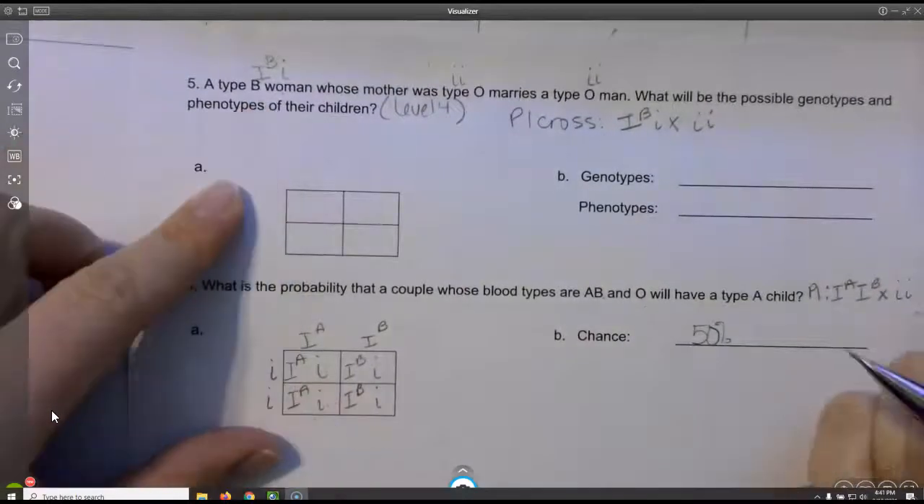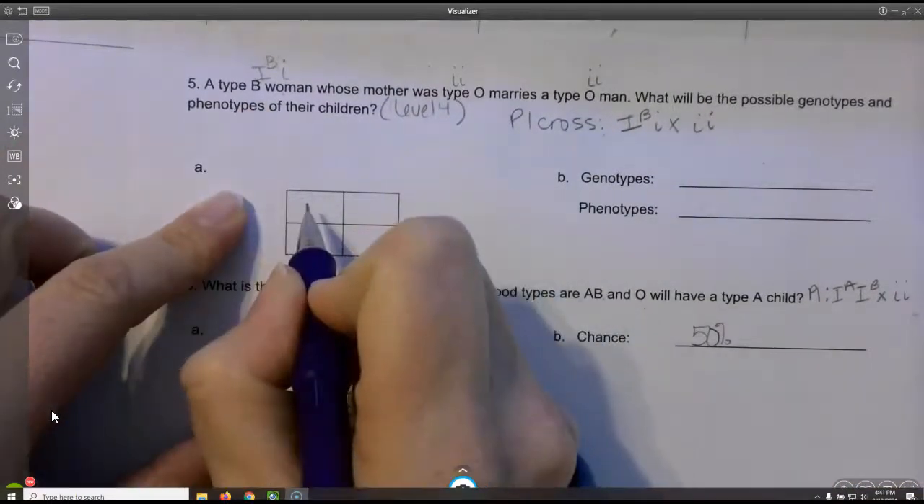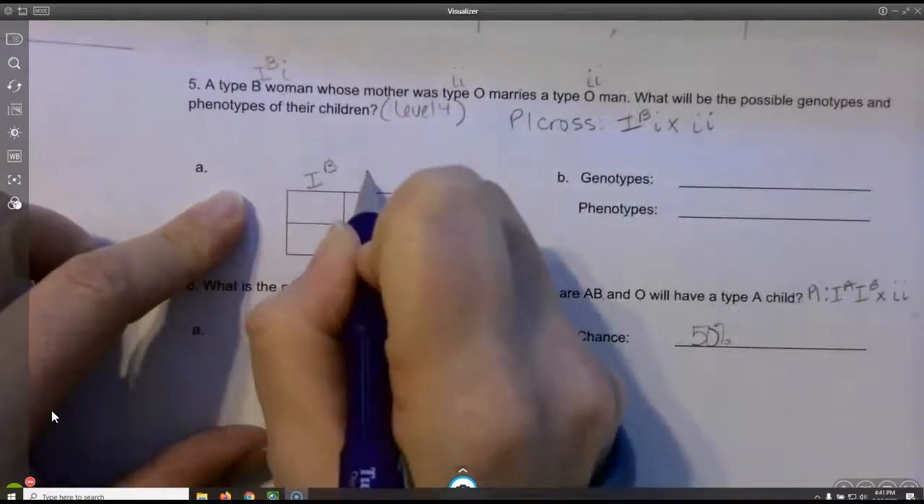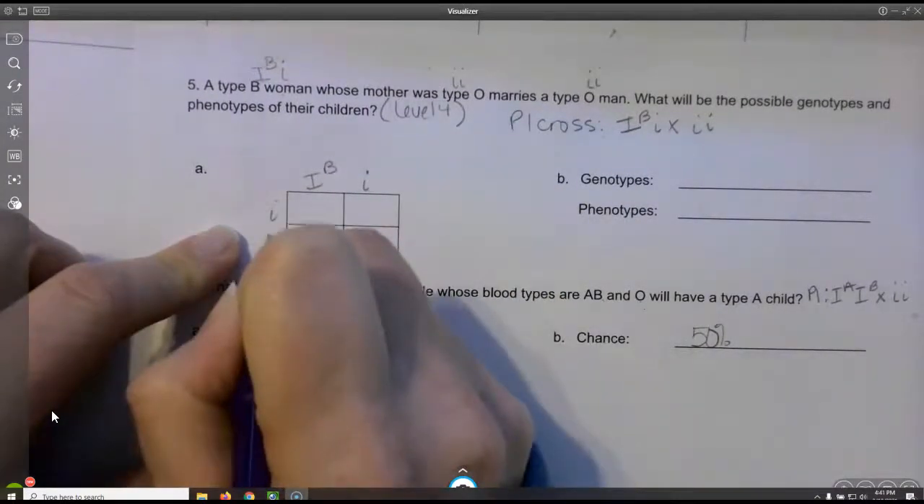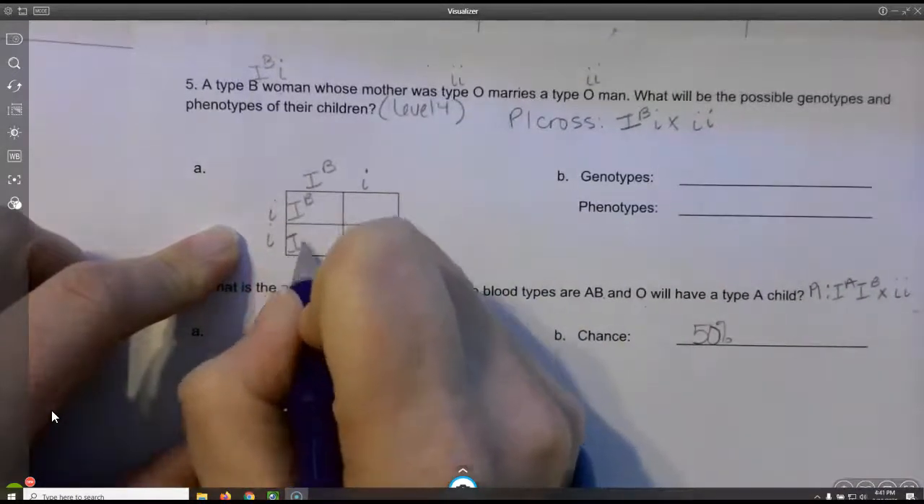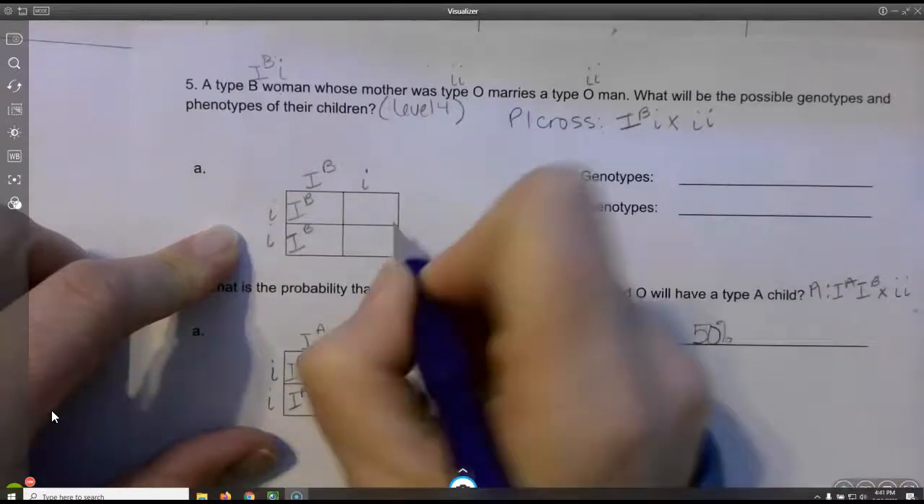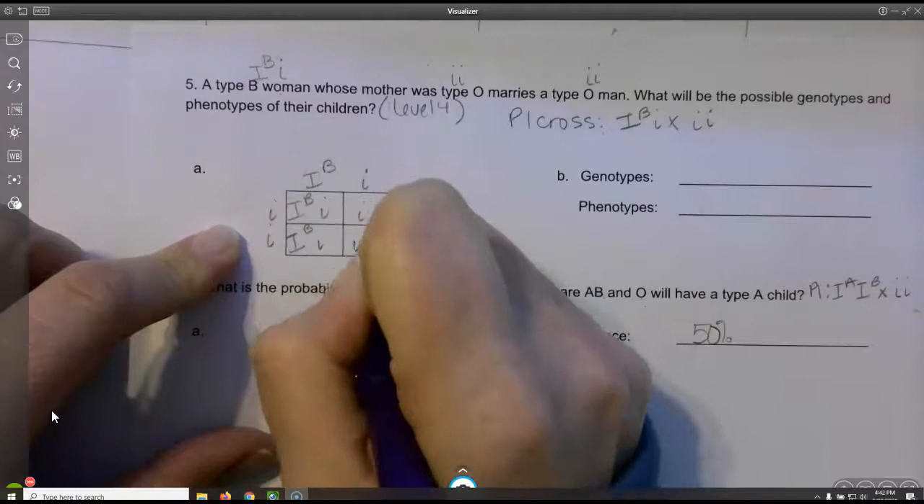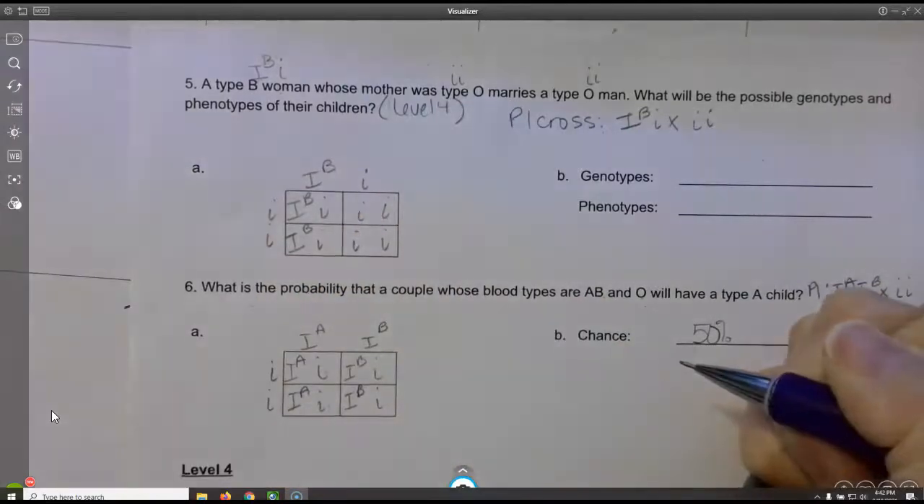Okay? So let's put this on our parent one here. IB, little i here. Little i, little i here. Bring your IB down because it's the only dominant allele we have. Everything else is recessive. Okay, slide your little i's over. Little i, little i.